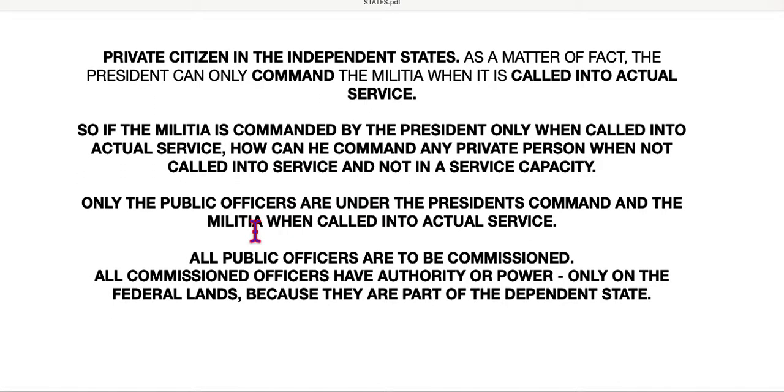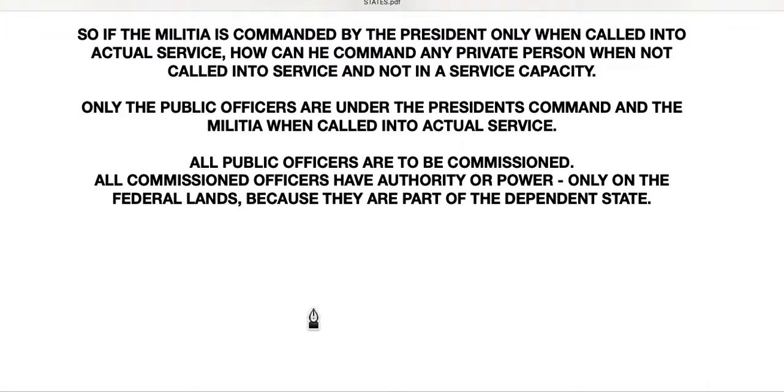Only the public officers are under the president's command, and the militia when called into actual service. All public officers that are federal officers, that's the military, are to be commissioned. All commissioned officers have authority or power only on the federal lands because they are part of the dependent state.